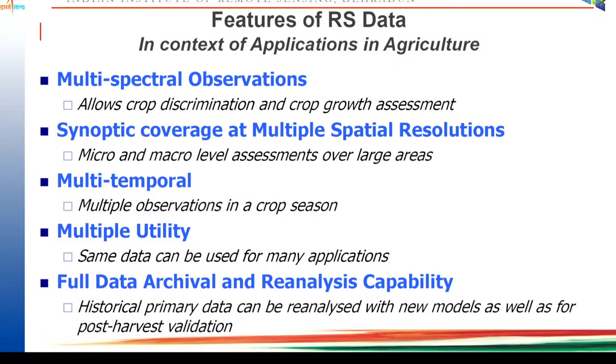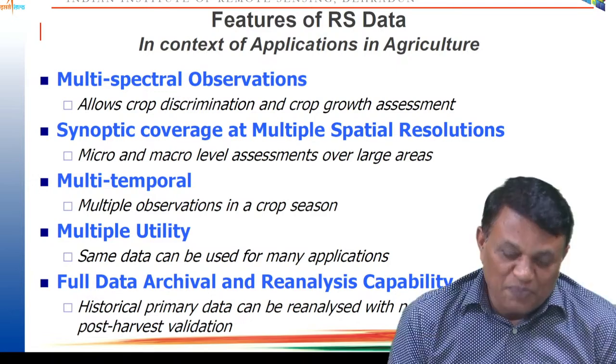Multi-temporal means how frequently a satellite image is available for a particular farm. So multiple observations in a crop season. You can have today, with Sentinel or other advanced kinds of data, one satellite image within a week. So you can at least monitor crop growth condition and crop growth stage, which are quite useful for scheduling different kinds of farm application.